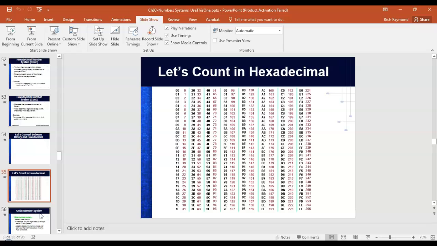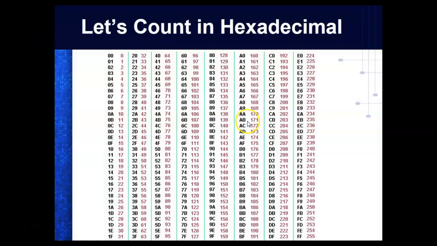So even if you don't get that far, this is counting in hexadecimal. Of course, I didn't go this far. This goes all the way up to FF, which is 255. Yes, it's counting in hex. And the side in red is counting in decimal.